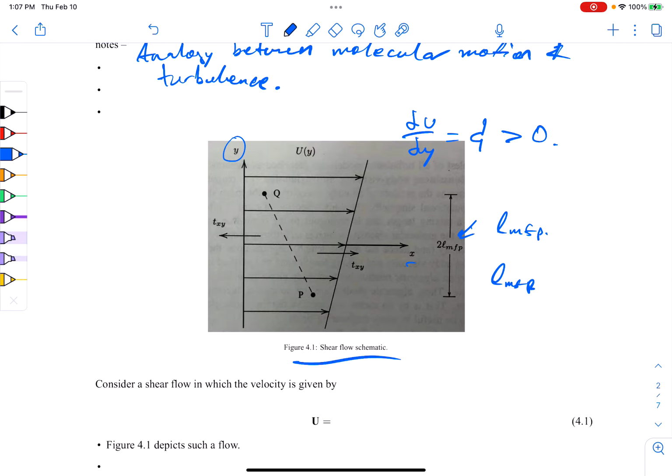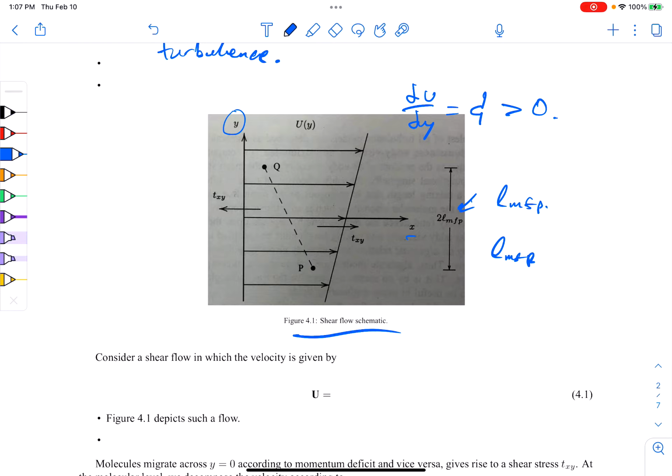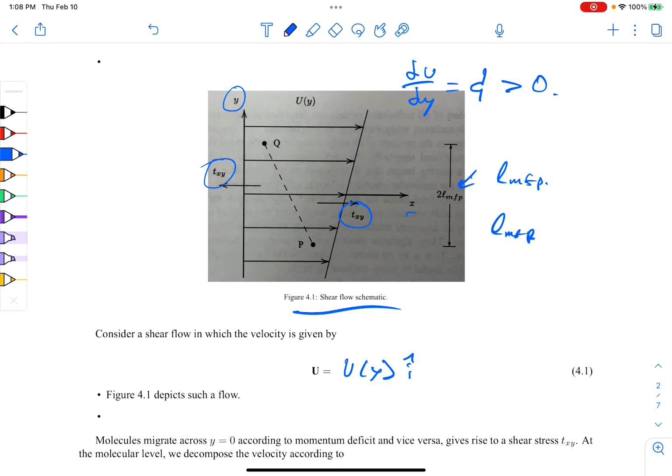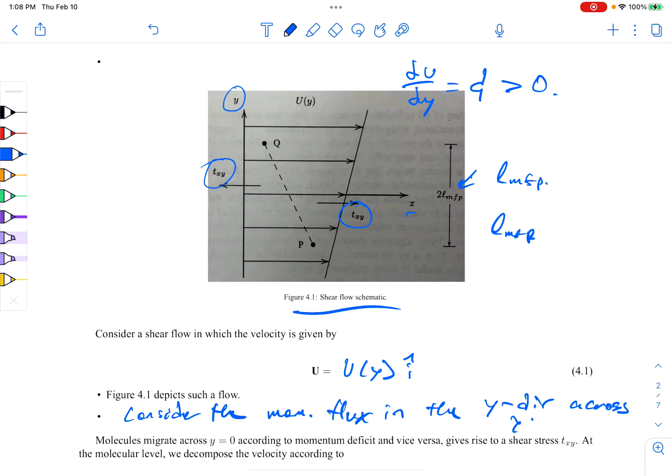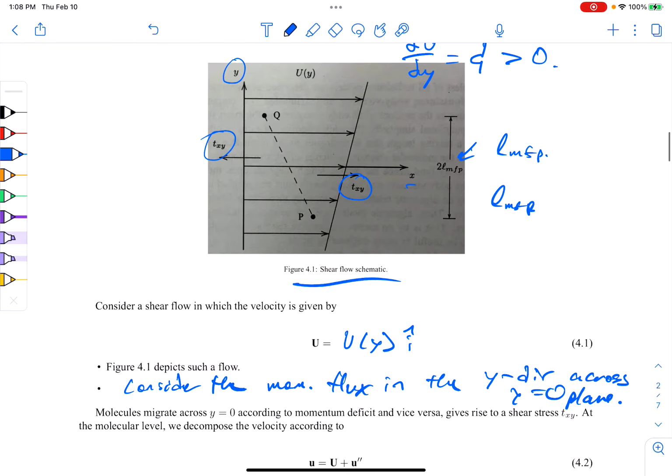And these 2 points P, Q would be, for instance, 2 types of points in the shear layer where these molecules might be. Also, in this type of flow, it's nice to note that there's a particular shear stress, which is tau xy. And we could write this flow as, say, u of y with the vector i, the x component. So that's what we're really seeing in figure 4.1. So we'll try and consider the momentum flux in the y direction across the y equals 0 plane.